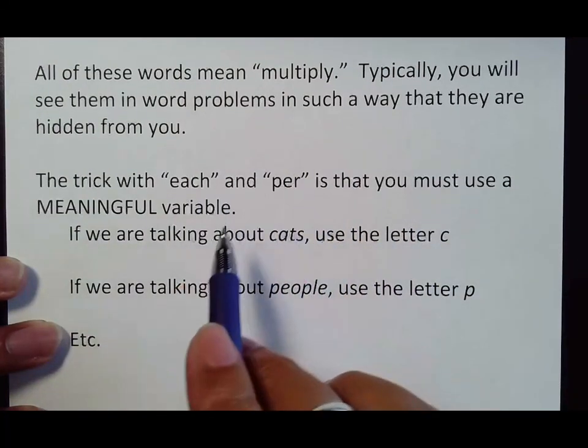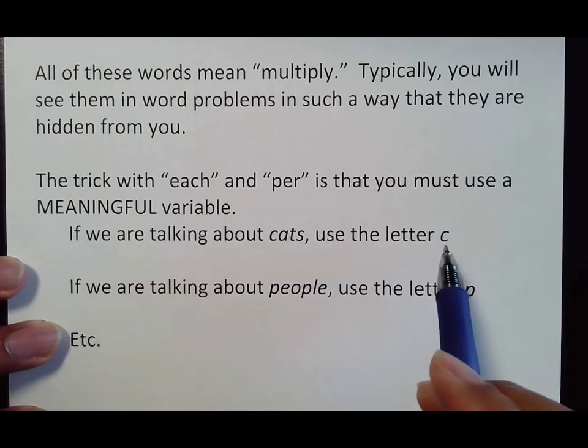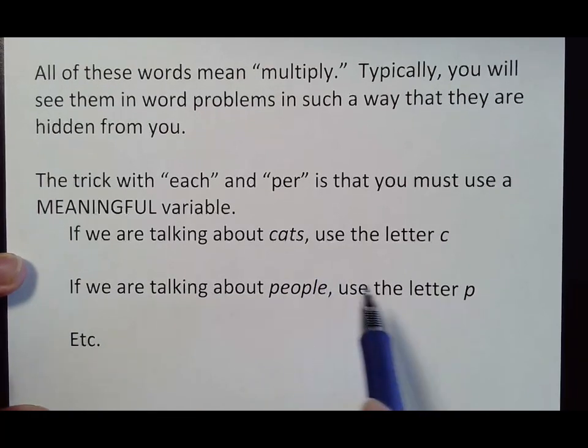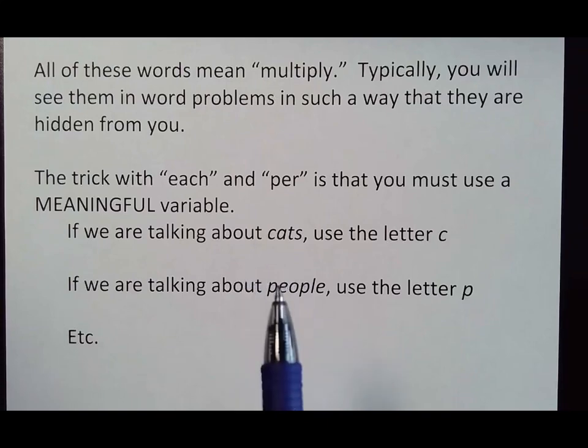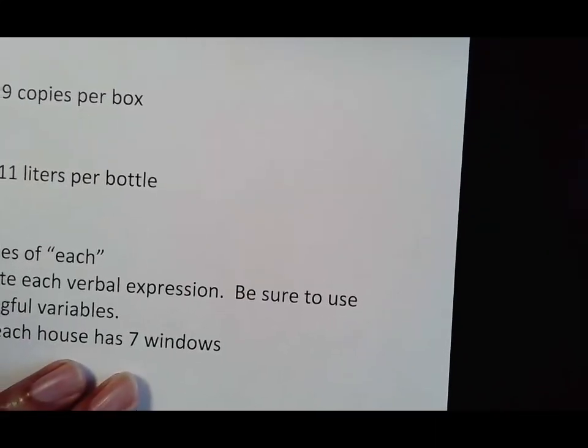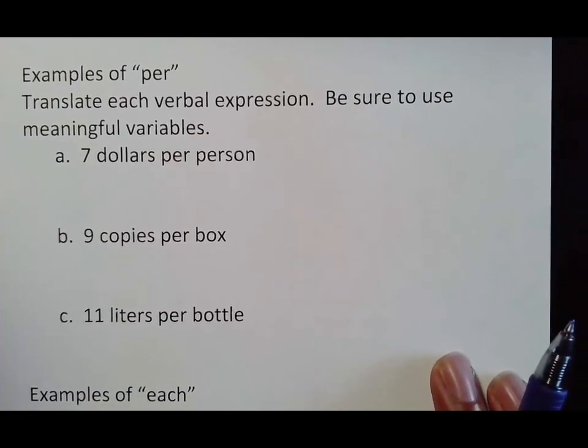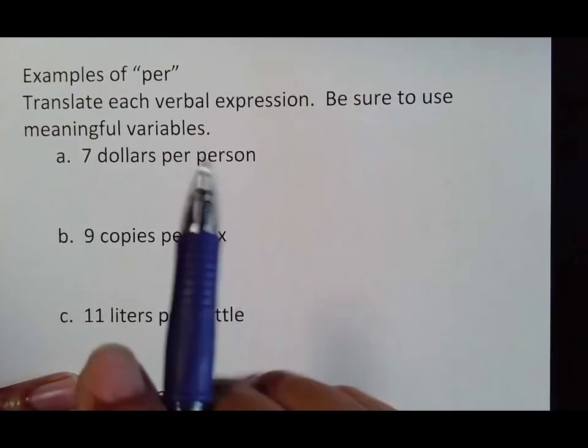The trick with each and per is that you have to use a meaningful variable. So with each and per, if you're talking about cats, use the letter C for cats. If we're talking about people, use the letter P for people, and so on. If you're talking about watches, use the letter W for watches. If you're talking about desks, use the letter D for desks. But again, with each and per, you want to make sure you do that.